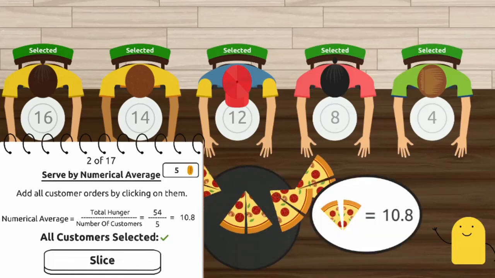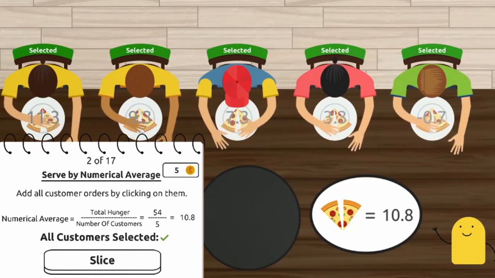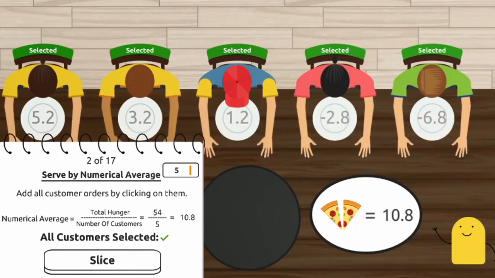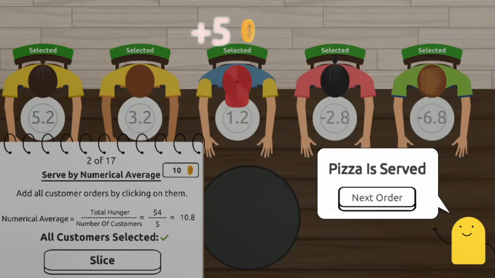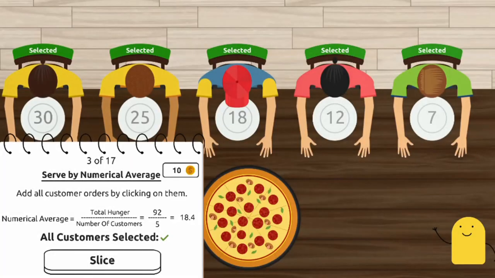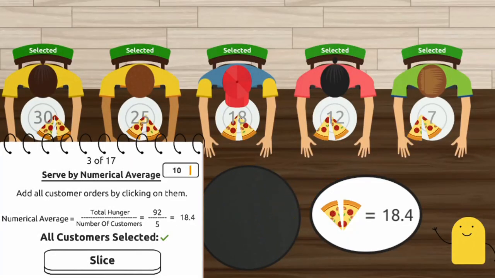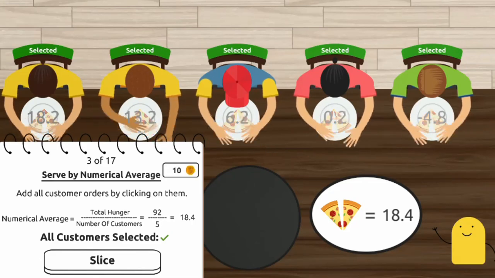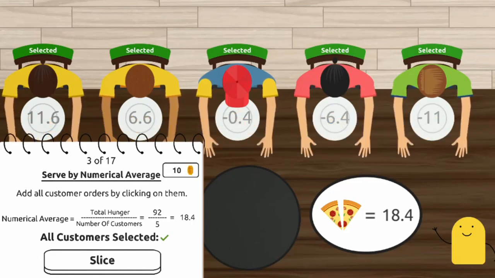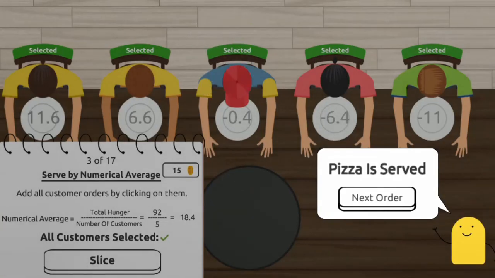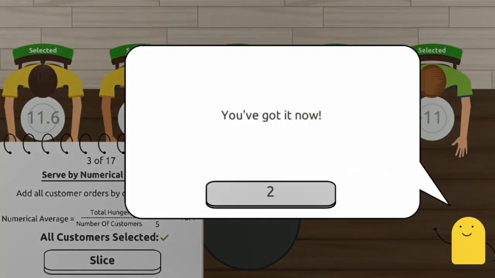Play as a server in a pizza factory. Your goal is to use the best measure of central tendencies to serve your customers. Select the method you wish to serve your customers with. Follow the instructions on screen as per the method chosen.